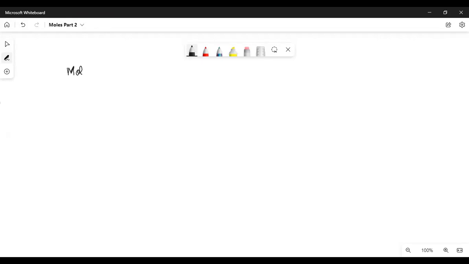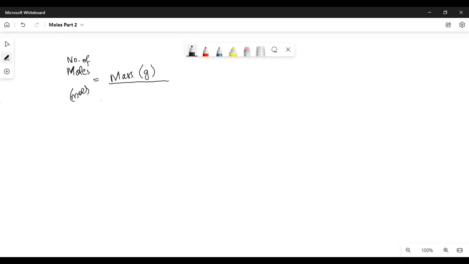So moles, or we can simply write number of moles, the formula for which is mole equal to mass. I tend to keep these formulas as short as possible. That's why I'm not writing the whole thing, mass of substance, mass of this, mass of that. We understand whatever we're talking about is going to be the substance. We're going to take its mass, and then move forward.